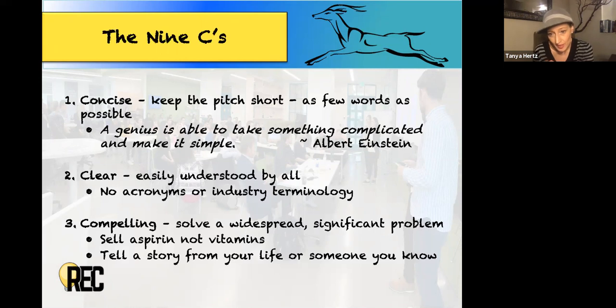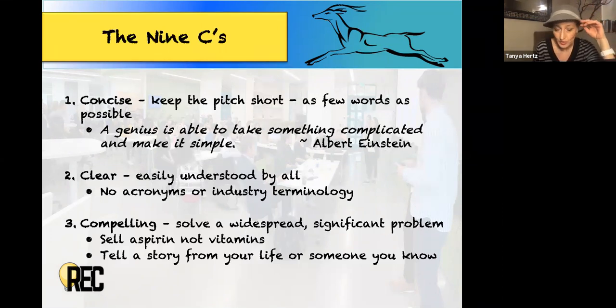I love this quote by Albert Einstein: a genius is able to take something complicated and make it simple. That's what a good presenter does. Do that. Take a complicated business model that's just a million things going on at once, and don't share all of those million little things. Nobody cares. Make it as simple as possible, right? So that everybody, when hearing it, quickly understands it. It should be clear, right?